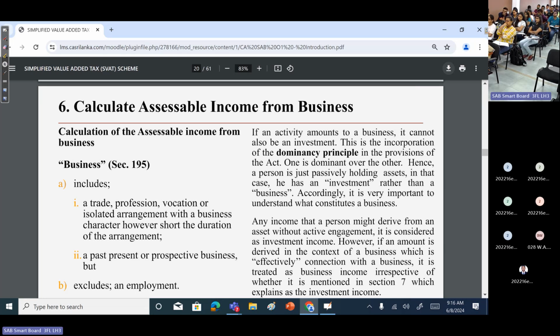Business includes an inclusive definition. Businesses include a trade, profession, vocation. Okay, yes, there is a contract. So two types of things: contract for and contract of. In employment we also have a contract. And vocation and professional services also have a contract. But these terms are different.